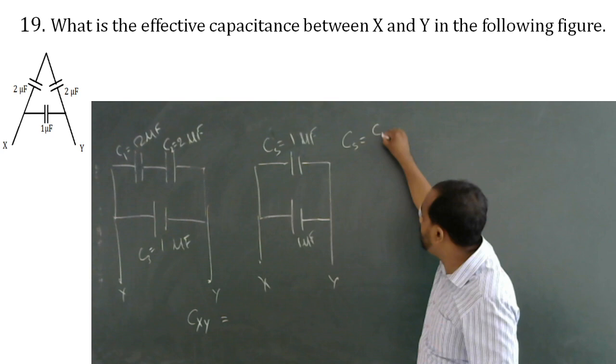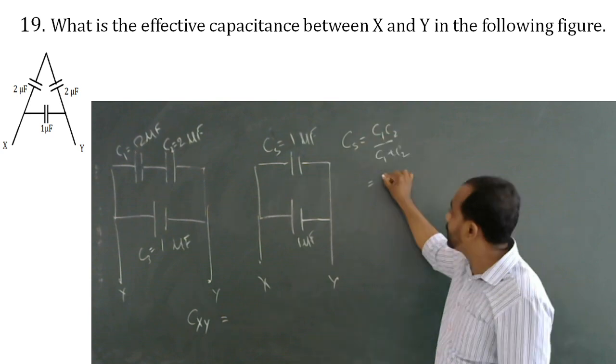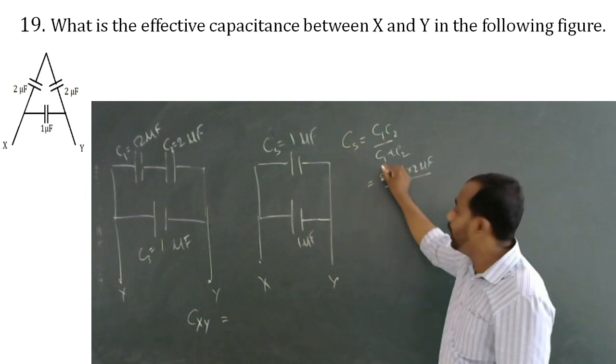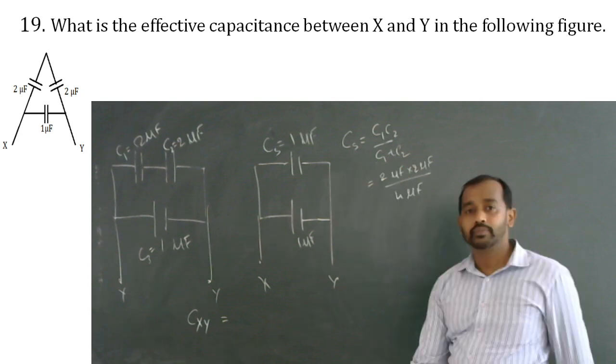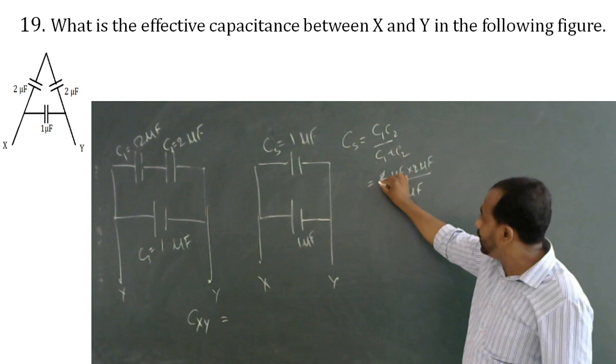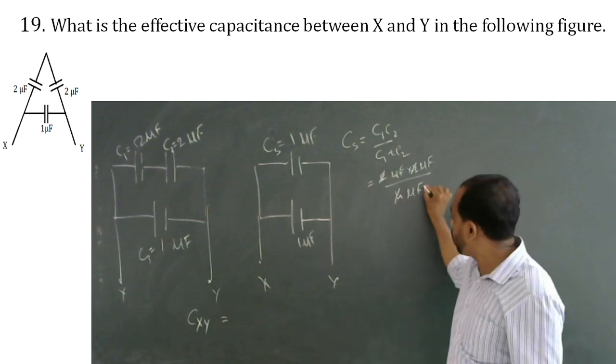Then substitute the values here. So we will get 2 microfarad into 2 microfarad divided by 2 plus 2. I will directly write it as 4 microfarad. Obviously 2 into 2 will be equal to 4. This 2 and the 2 in the numerator will cancel each other, and the microfarad also cancels. So the remaining is 1 microfarad. So that was the answer.